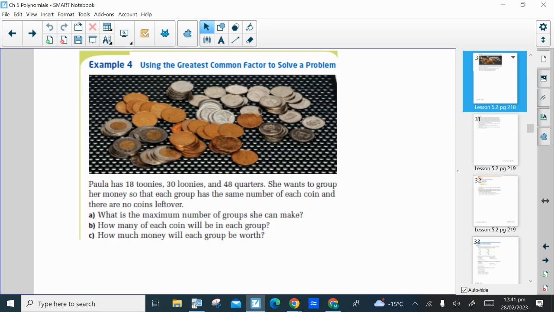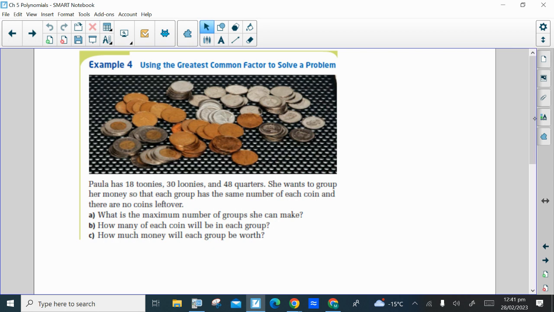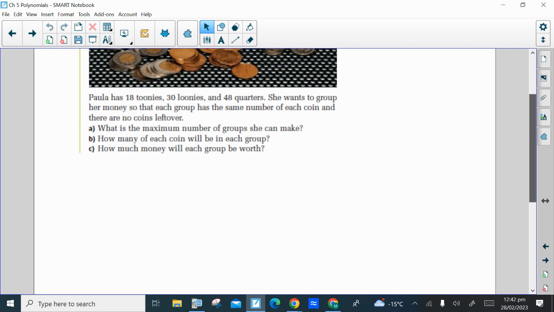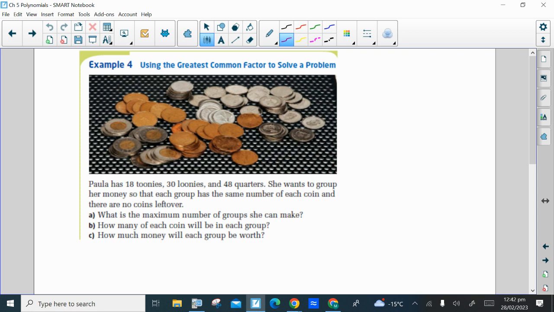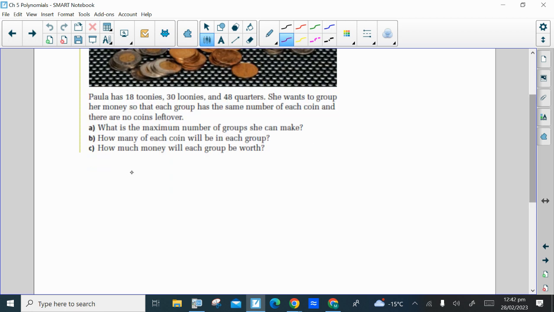So example 4 on page 29 says Paula has 18 toonies, 30 loonies, and 48 quarters. She wants to group her money so that each group has the same number of each coin and there are no coins left over. What is the maximum number of groups that she can make? So to do this, we're going to find the greatest common factor for each of these numbers. We have the numbers 18, 30 and 48.